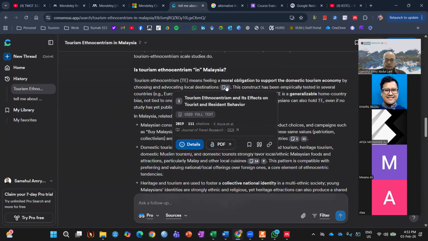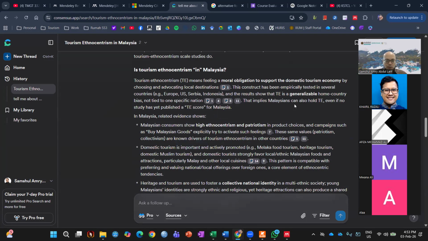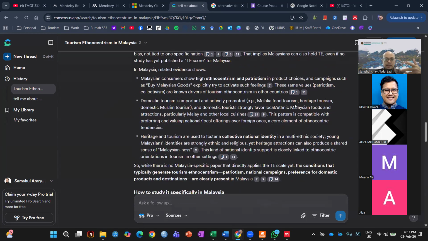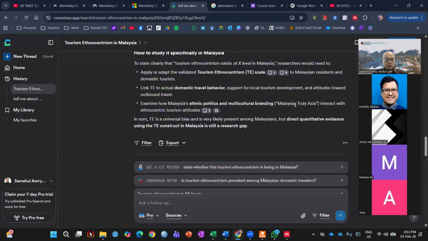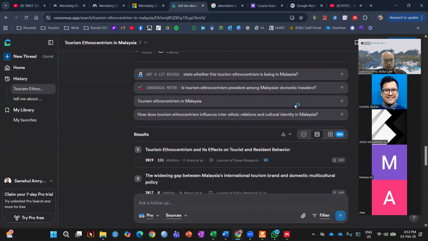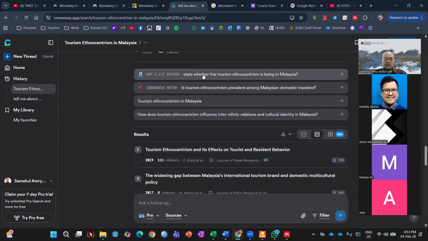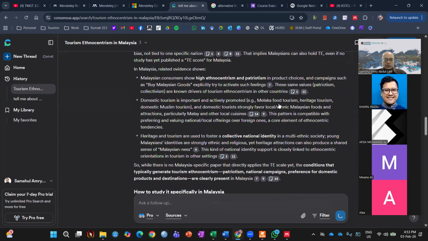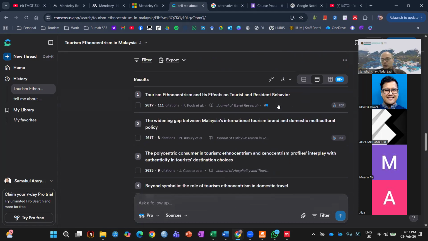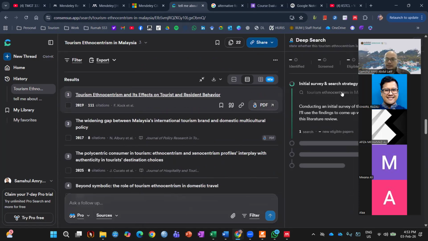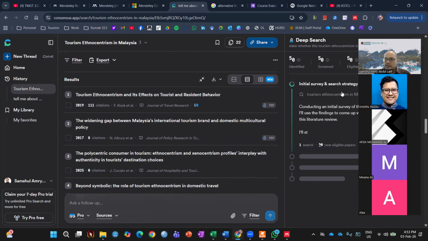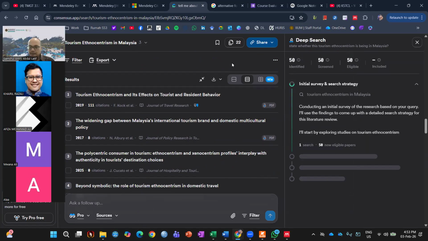Okay, as you can see, you have the references here, and a good explanation of whether it is being done in Malaysia or not. So this is what Consensus can do for you. It can give you some indication of whether you want to do a literature review or not. And if you click this one, let's see what happens. They will do it for you, actually. But then again, it is not ethical for you to copy and paste. That would require some time, as you can see here.